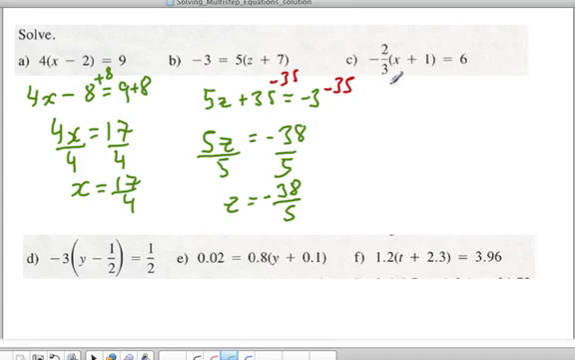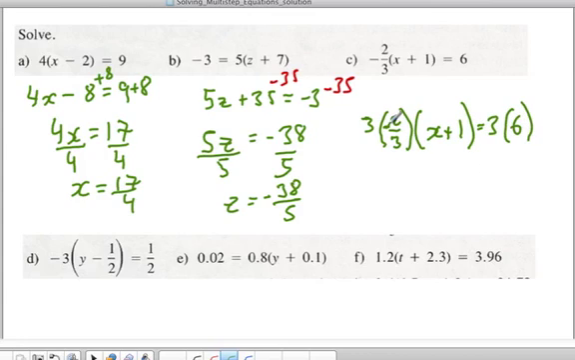Now here, this is a little bit awkward. So we could multiply both sides by 3 and then divide by 2. So what I'm going to do is get rid of the fraction. And so this is leading into what we're going to be doing later. If I multiply both sides by 3, so this is 3 times negative 2/3 times x plus 1. I have to multiply the other side by 3. So this is equal to 3 times 6. And the 3's cancel out here, so we end up with negative 2 times x plus 1 is equal to 18.